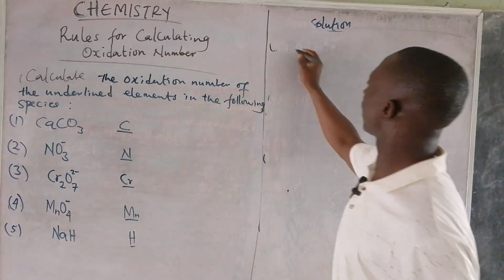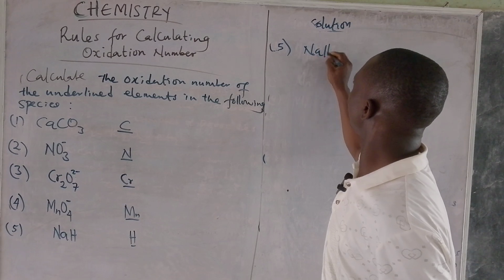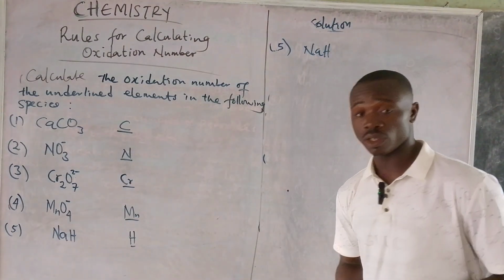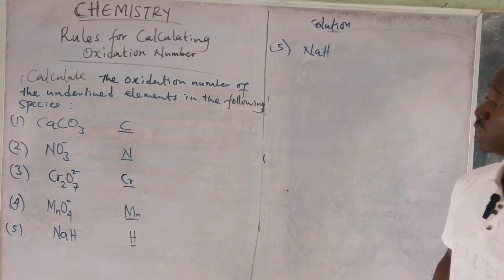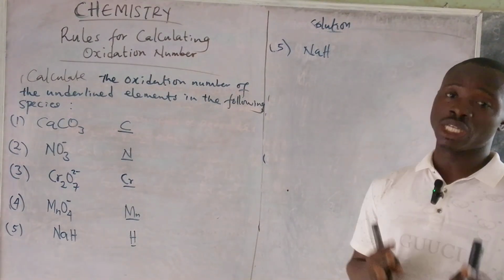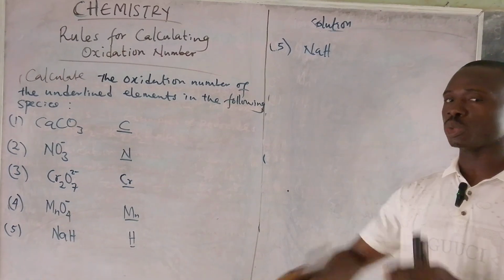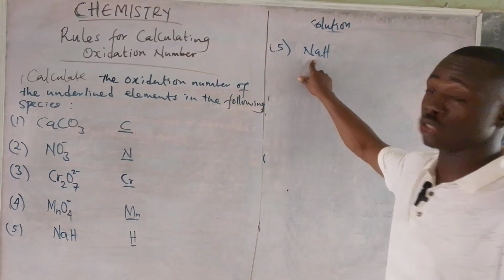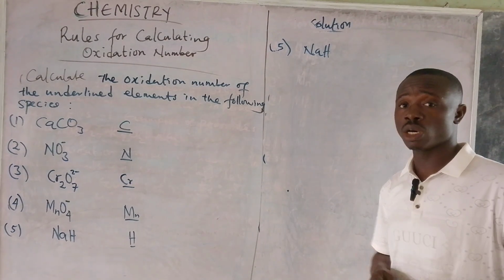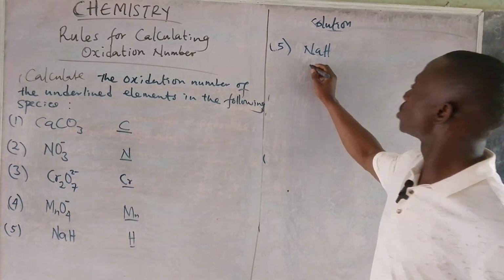NaH. So this is a hydride, all right? So we have NaH, and we are to find the oxidation state of hydrogen in this compound. Please don't forget, although we know that the oxidation state of hydrogen is supposed to be -1, I just want to assume that we don't know the oxidation state of hydrogen. But definitely you must know that of sodium. Sodium is in group 1, which is +1. All right, sodium is +1.